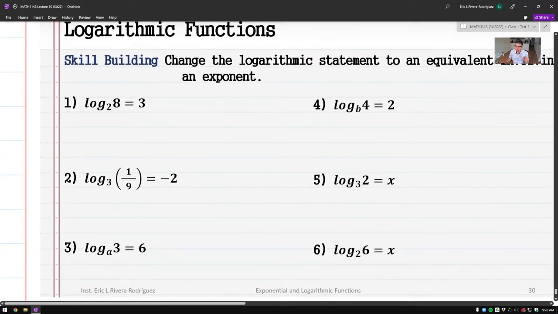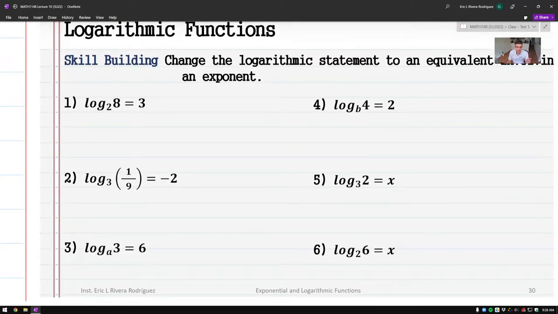Okay, and here is more of the exercises where we want to change from the logarithmic form to the exponential form. Identify the base, identify the exponent, and take the argument, and that's going to be the output of the exponential form.